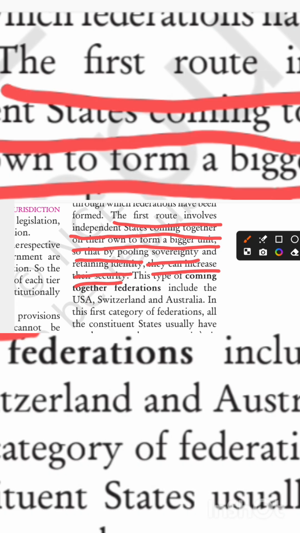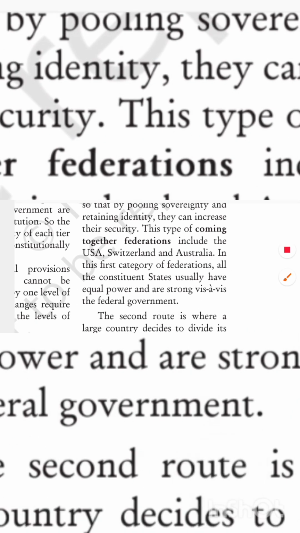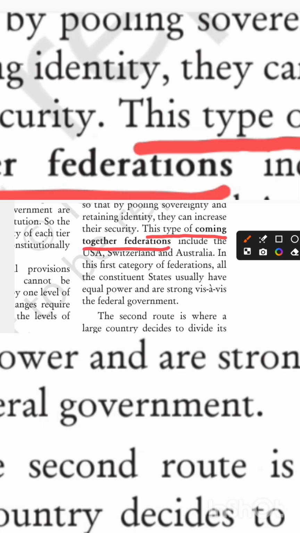So what are the main purposes? First, independent units come together and form a bigger unit. Second, they come together so that they can secure their existence mainly, and they can have sovereignty, meaning there will be no interference by external power. This type is called coming together federation, because smaller groups are coming together and forming a bigger unit.